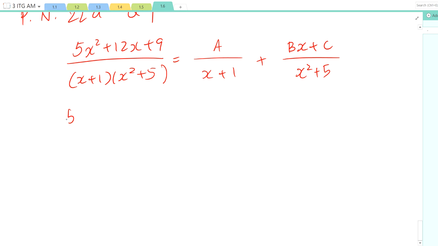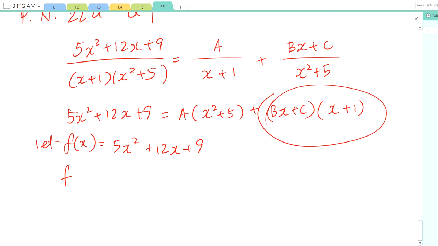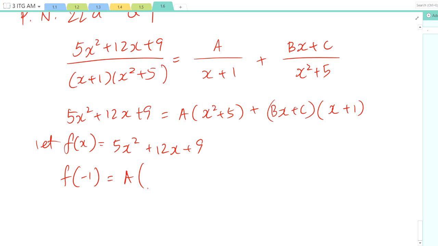Multiply throughout, I have 5x squared plus 12x plus 9 is a times x squared plus 5 plus bx plus c with the brackets x plus 1. Let f(x) be equals to 5x squared plus 12x plus 9. I'm going to try and get rid of this entire expression over here by letting x equals to -1. When x equals to -1, I have a times x squared, which is 1, plus 5, which is 6. Plus 0. So I don't need to write anything.